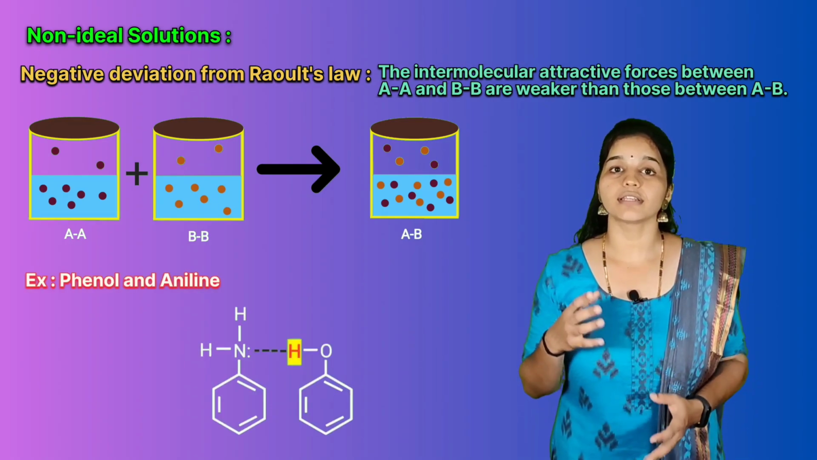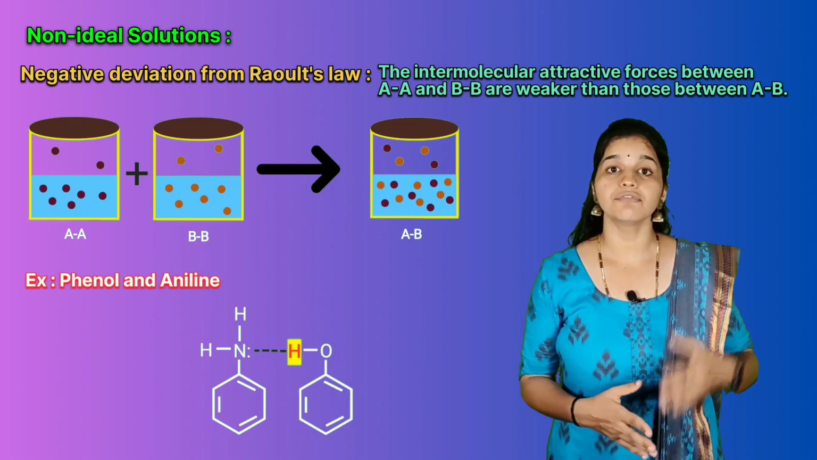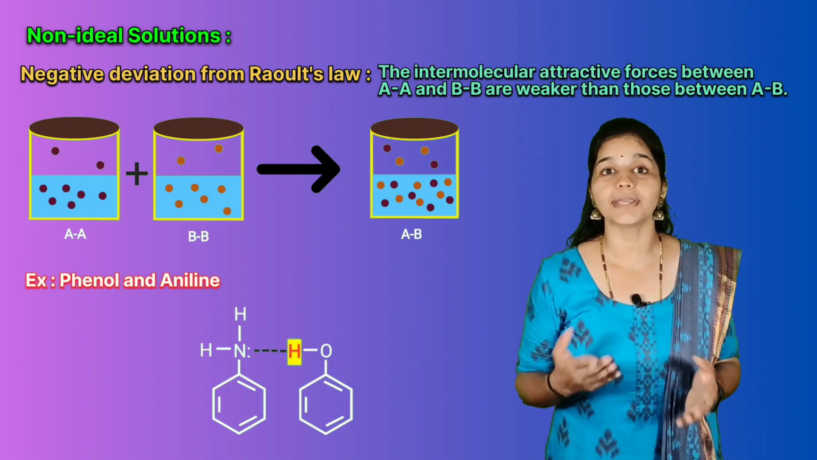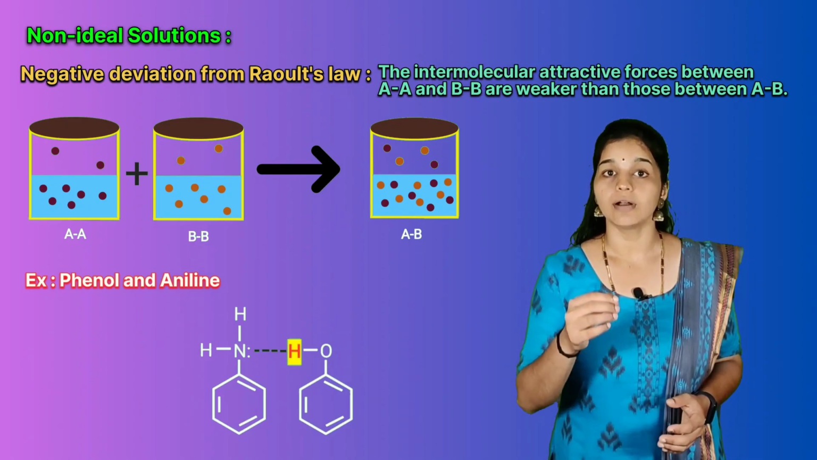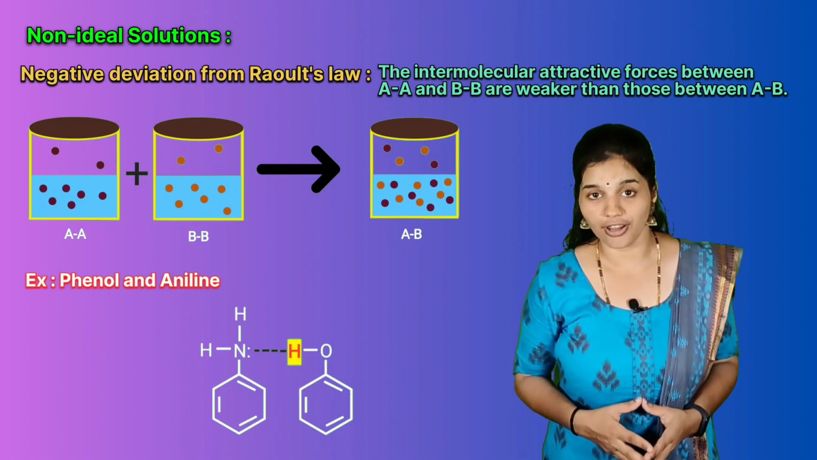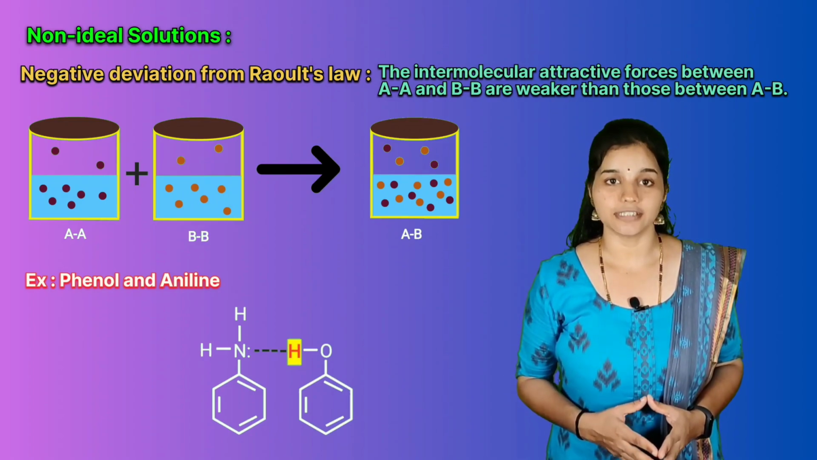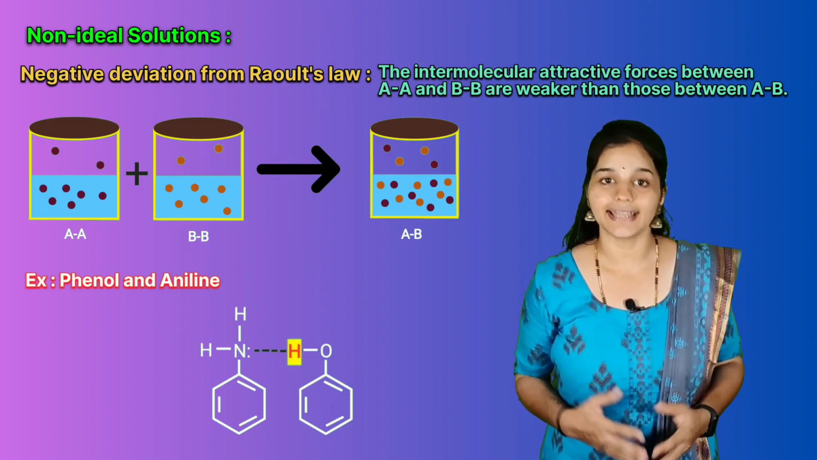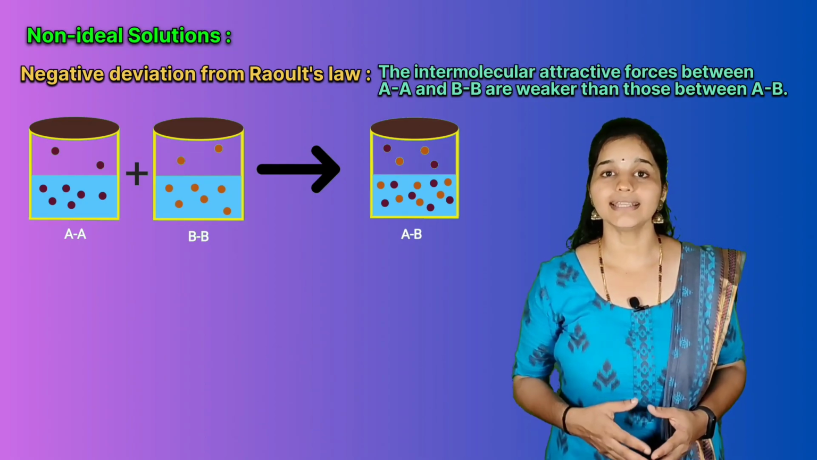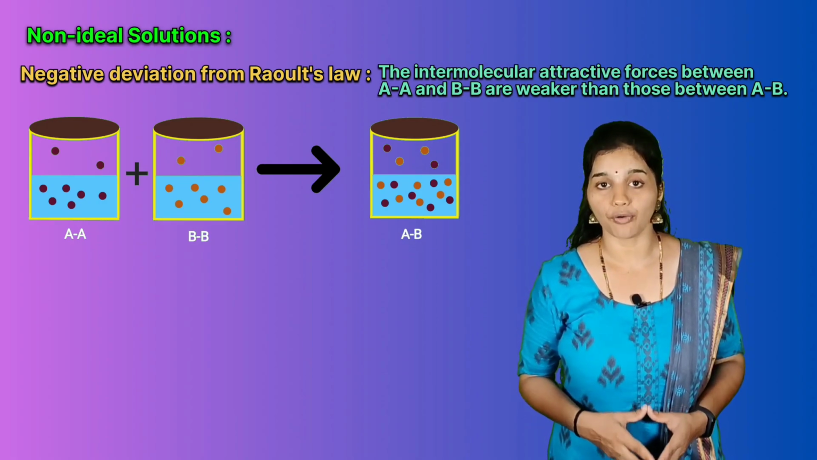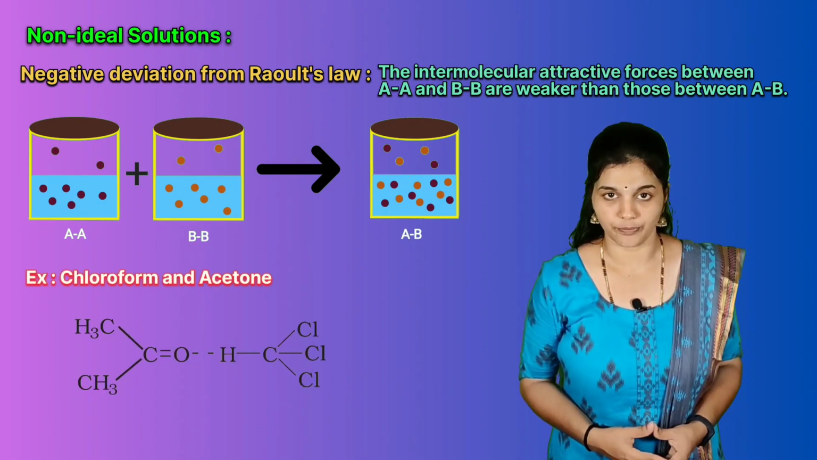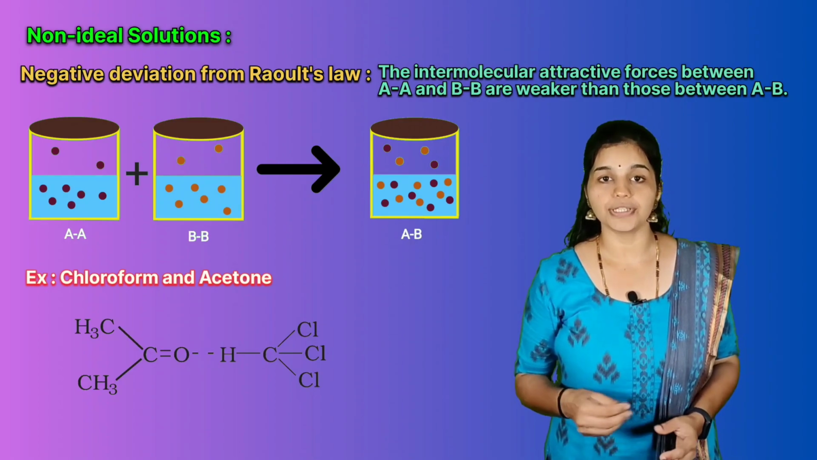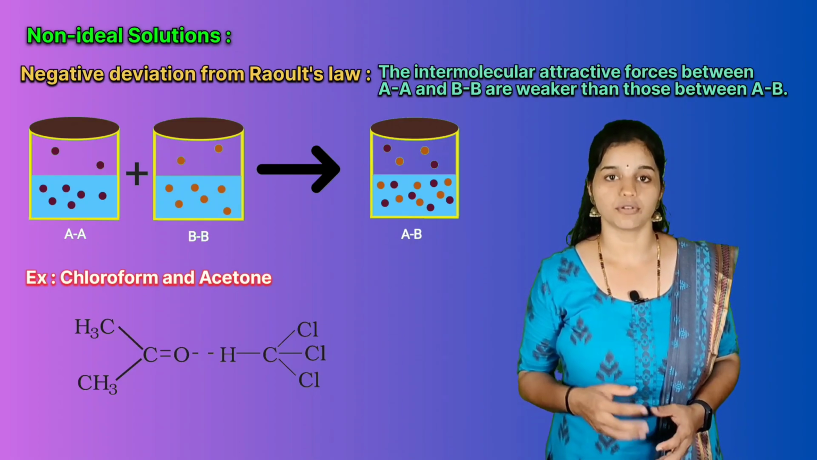Here the intermolecular hydrogen bonding between phenolic proton and lone pair of nitrogen atom of aniline is stronger than the respective intermolecular hydrogen bonding between phenol-phenol and aniline-aniline. Another example is a mixture of chloroform and acetone. It forms a solution with negative deviation from Raoult's law.